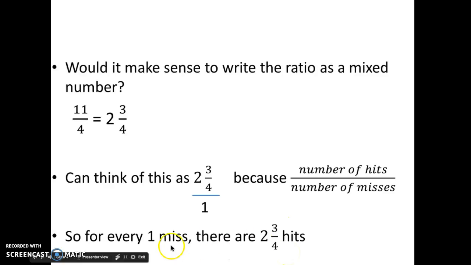So if I missed 2 times, I would double 2 3/4 to figure out how many times I would hit the target. Now, 2 3/4 doesn't make sense in terms of hitting the target because you can't hit the target 3/4 of the way. You either hit the target or don't. But we kind of have to think about it as an average, that you would hit it between 2 and 3 times every time you miss.